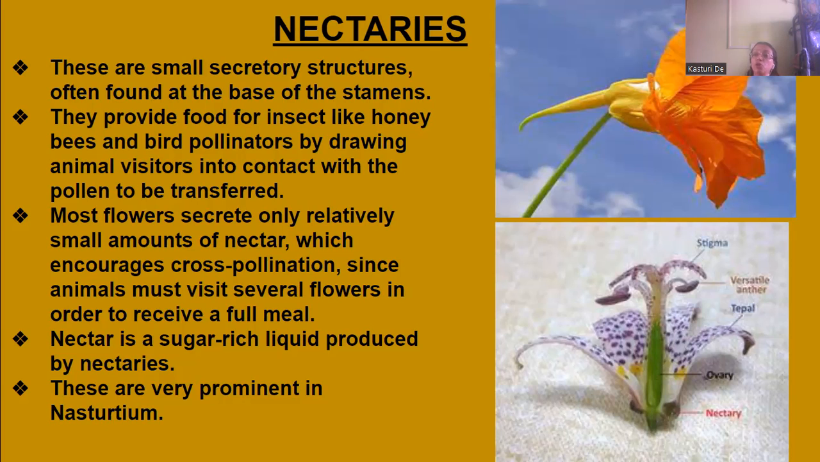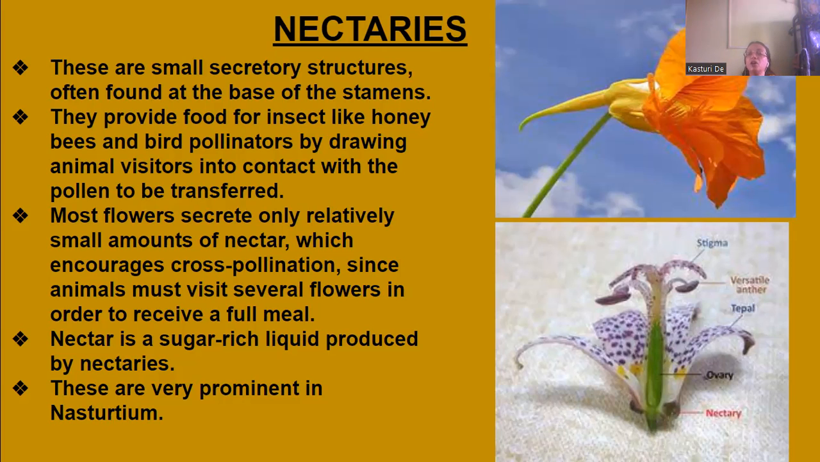So the animals, what do they do? They do not visit only one flower to get the nectar, because these flowers secrete a very small amount of nectar, and this does not fill up the stomach of the insects or the animals. Okay, so these animals have to visit lots of flowers, and when they are visiting these flowers, the pollen grains get attached to their body, and when they visit another flower, they fall to the stigma of another flower, helping in the cross-pollination.